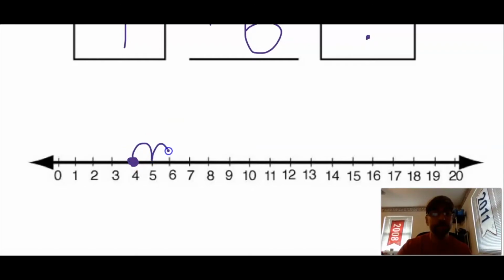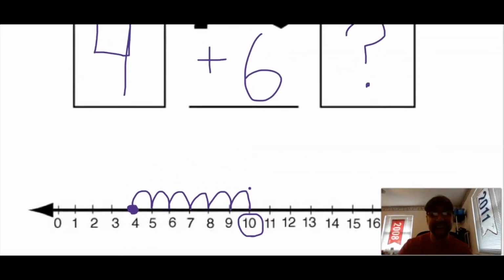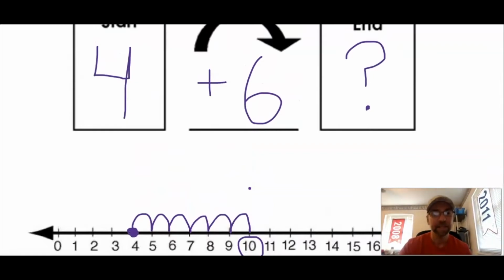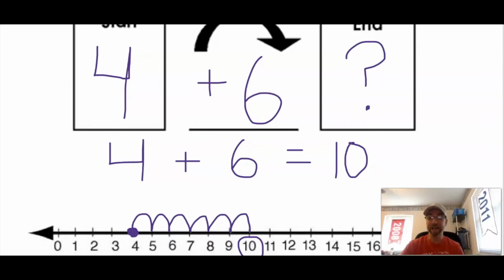1, 2, 3, 4, 5, 6. Where did I land? This time I landed on 10. Another friend of 10. You can almost see the number model. Here it is. 4 plus 6 equals, and I landed on 10. Awesome job. So we can find our start, our change, and our end.